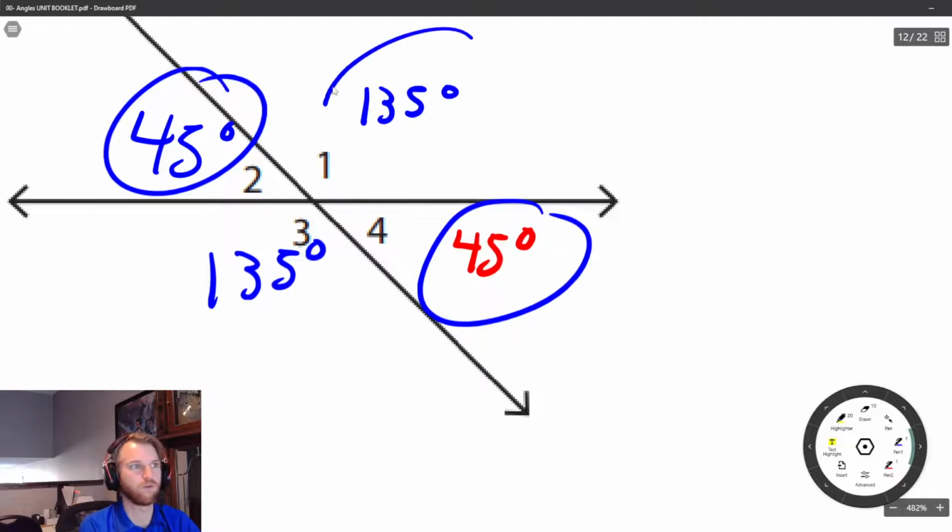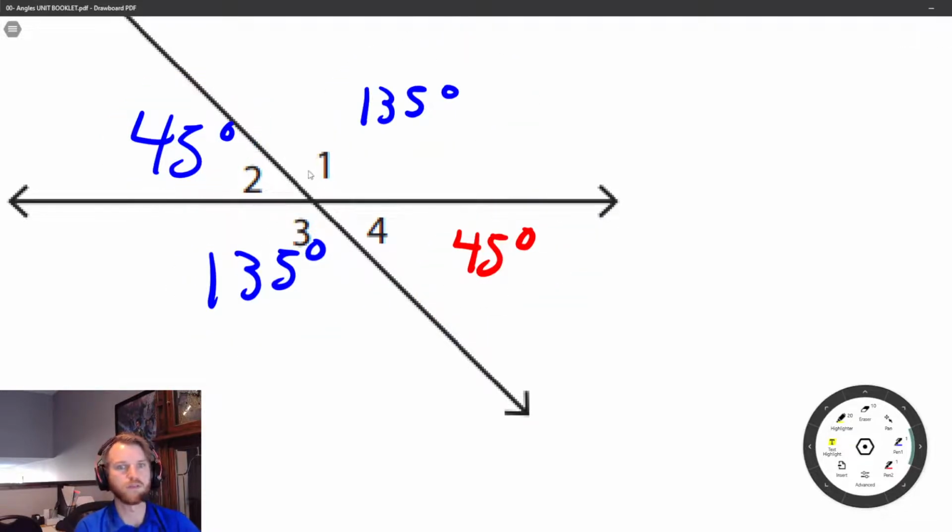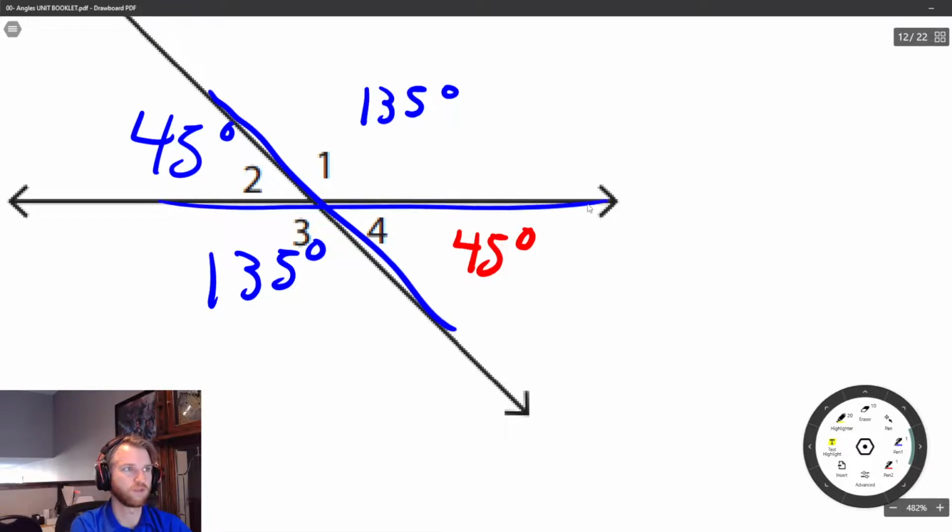Okay, and you've probably noticed a pattern here: we've got 45 here and here across from each other, and we've got 135 here and here across from each other. You can see when you're looking at this that this angle here and this angle here are the same size, and this angle here is a big wide one and a big wide one. They're the same size. So this is going to be true anytime we have an X, like anytime we have two crossed lines like this that are perfectly straight. The ones that are directly across from each other like this are going to be the same.